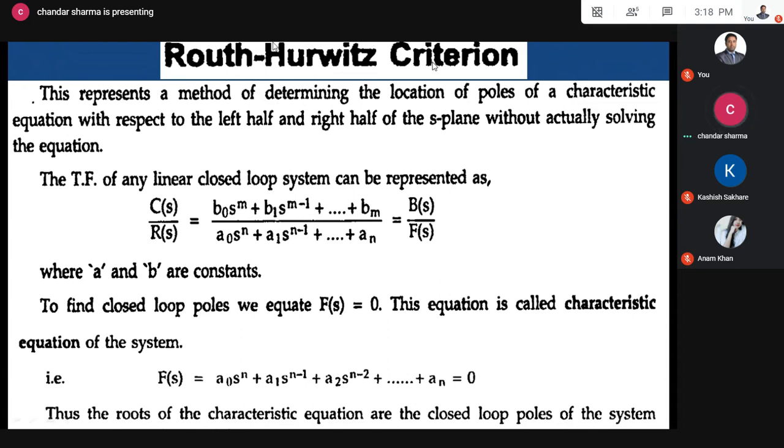And suppose the standard characteristic equation is a0 s to the power n plus a1 s to the power n minus 1 and so on up to an. Here the order of the system is n, meaning there are n roots. Thus, the roots of the characteristic equation are the closed loop poles of the system. I again tell you, roots and poles are the same terminology.